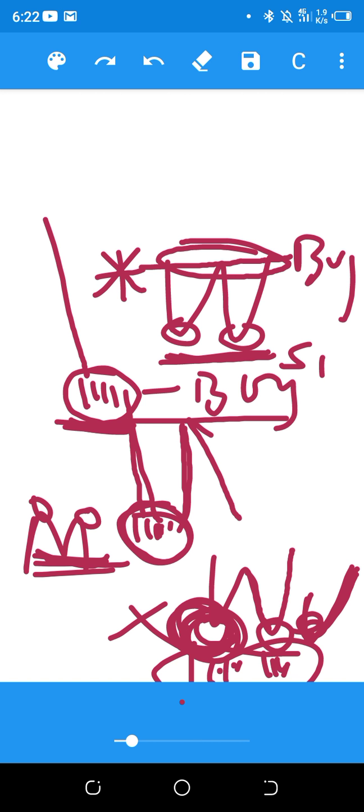I actually use the neckline once price breaks below it, to scale in. I can decide to add more positions, but I don't take my first entry from the neckline. It is wrong. Okay, so that is it for this.